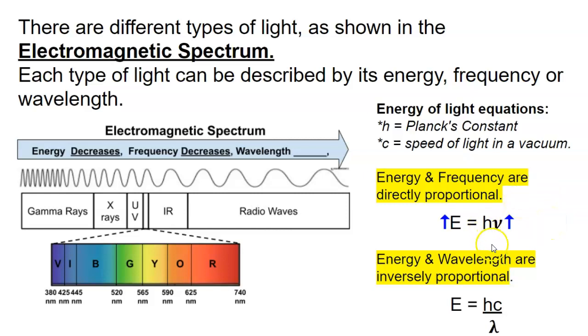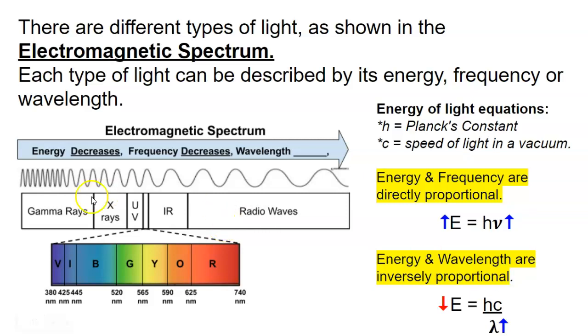Now let's look at energy and wavelength. Well, they're inversely proportional, and let's see why. So here's the equation. Energy is equal to Planck's constant times the speed of light divided by the wavelength, which is given the symbol lambda. If you increase the wavelength, because it's in the denominator, the energy will decrease by the same factor. So that would mean if you double the wavelength, for example, the energy will decrease by half.